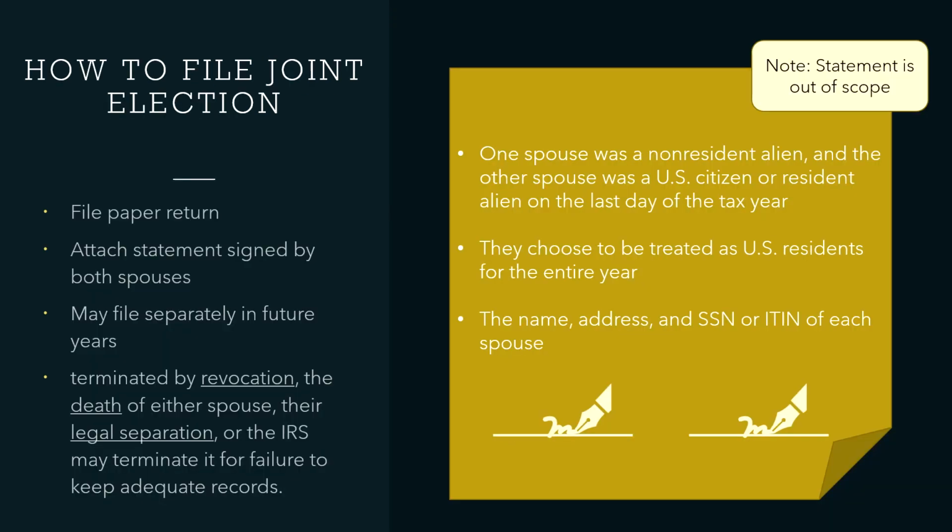If the spouses choose to file jointly and it is their first year, they would need to make a special election in order to treat that non-resident spouse as a resident. In this case, they would be filing a paper return, and they would need to attach a statement signed by both spouses that says that one spouse was a non-resident alien and the other spouse was a U.S. citizen or resident on the last day of the tax year. It would also need to state that they choose to be treated as U.S. residents for the entire year. It would need to include the name, address, social security number, or ITIN of each spouse, and then, of course, both signatures.